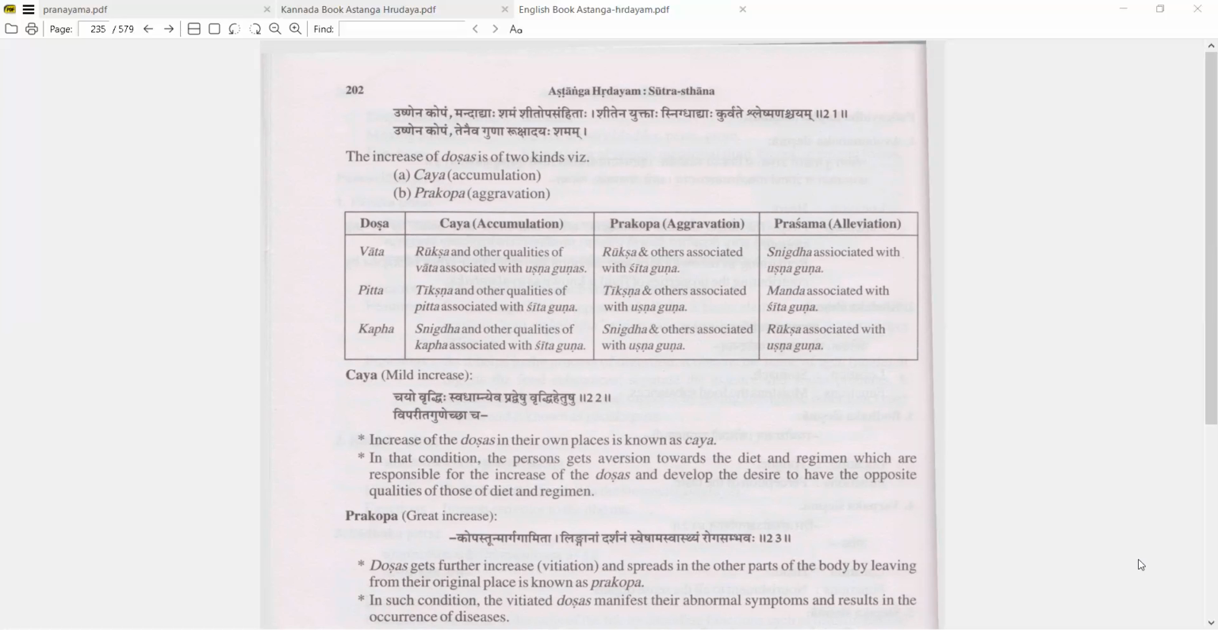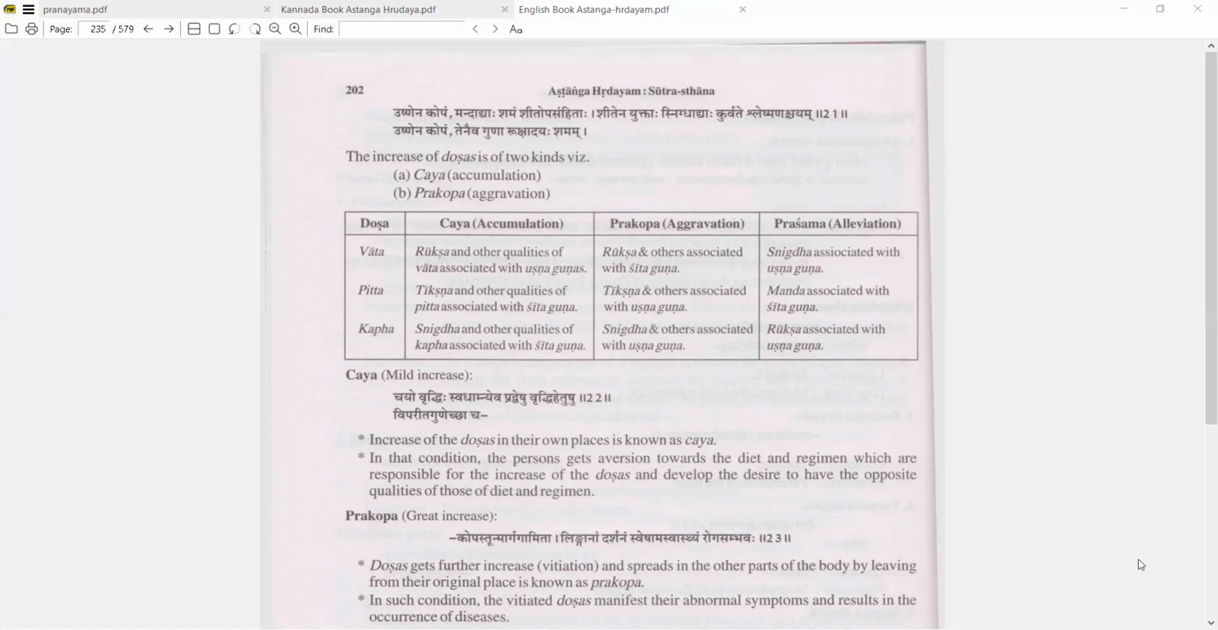Prakopa happens, and prashamna, manda associated with shita guna. For Kapha, chaya, accumulation, will happen when snigdha and other qualities of Kapha are associated with shita guna. It will get aggravated when snigdha and others are associated with ushna guna, and it will get elevation when ruksha is associated with ushna guna.